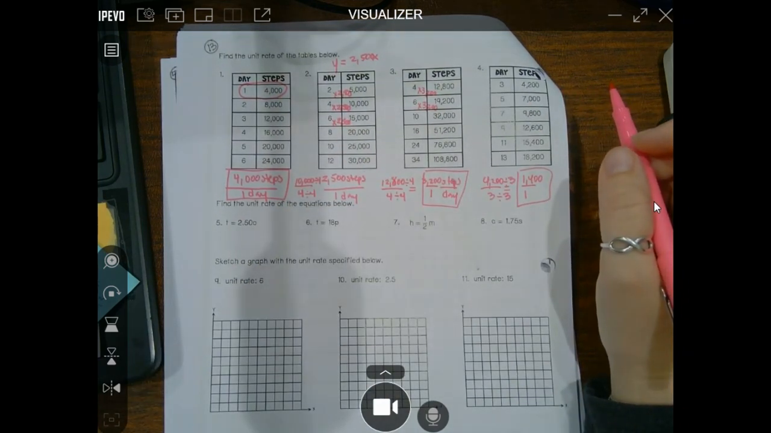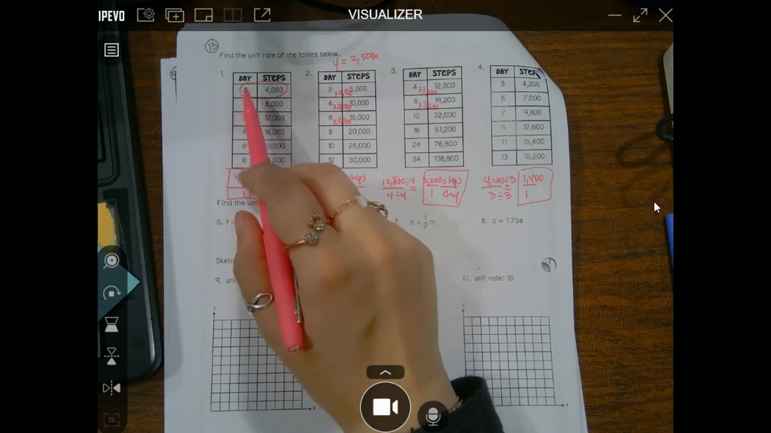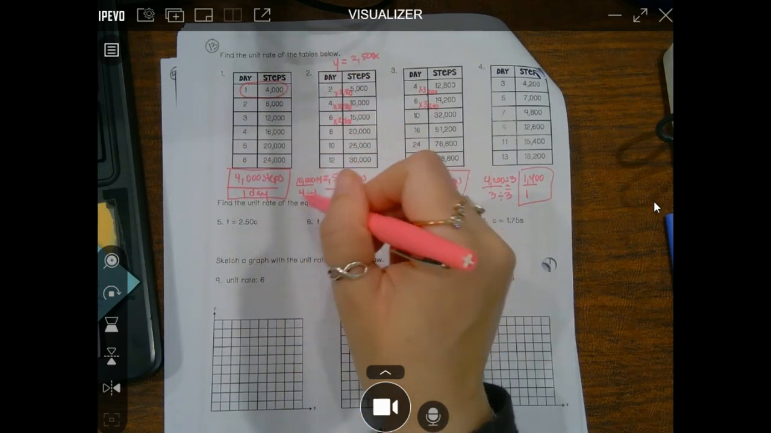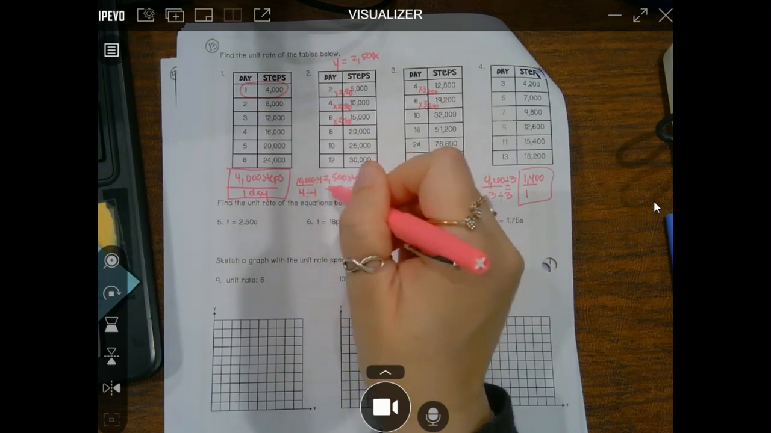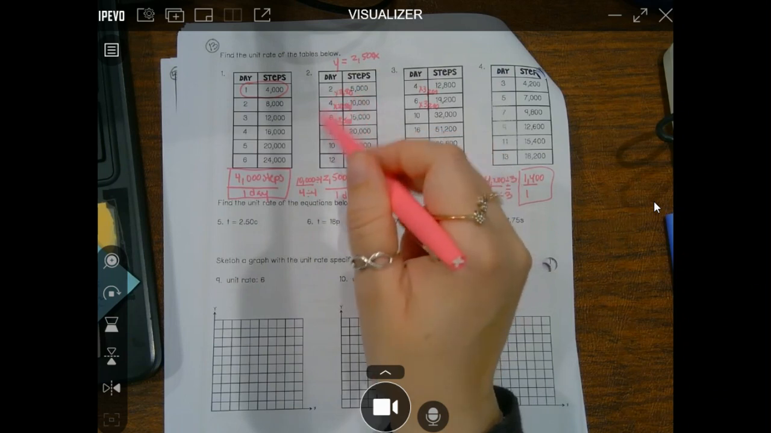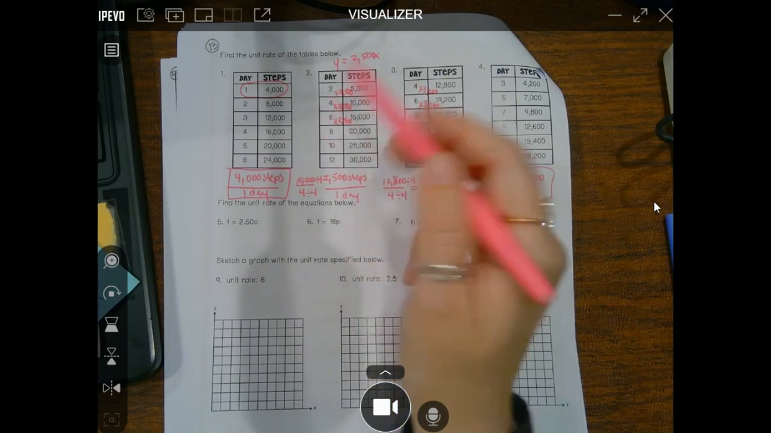That's how you go about finding the unit rate from a table. Okay, the easiest way is when the x value is 1, there you go, that's your unit rate. Or you could just pick one of the points and then find the unit rate by dividing it by the denominator. Or you can just do what we've done before and try to figure out the pattern from the table. And then that gives you your rate.